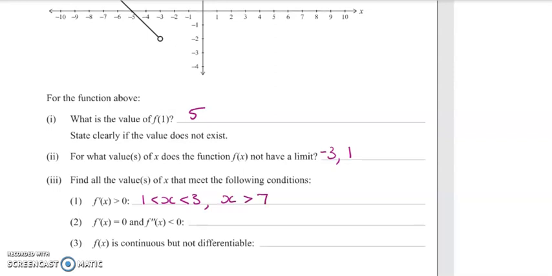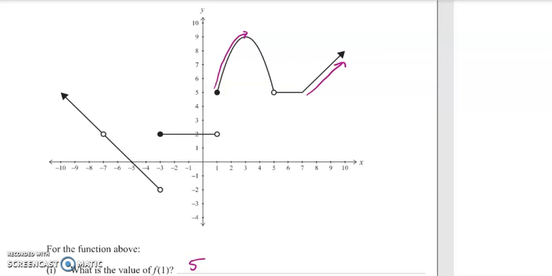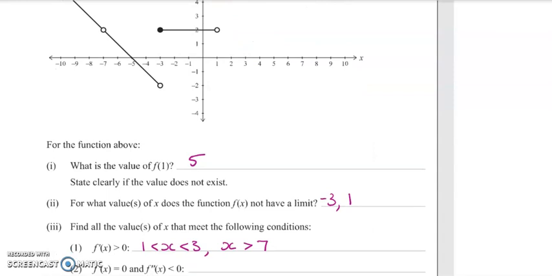Now note that those are strictly greater than symbols, not equal to, because at x equals 1 we've got different things happening there, and the same at 3, it's the top of a maximum, so the gradient there would actually be 0, not greater than 0, and at our x equals 7 point, we've got two different functions joining, so we can't find the derivative at that point, so it has to be strictly greater than 7, not or equal to.